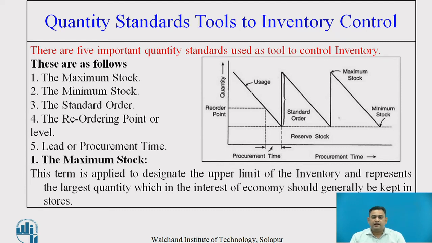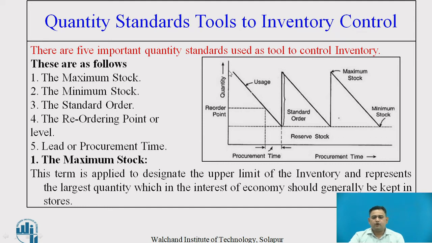And they will have the observations. What tools do they exactly observe? What are the tools? First, the maximum stock. When we observe this figure here, the maximum stock is nothing else but the overall upper limit of the inventory, in the form of quantity, which should be with the company.